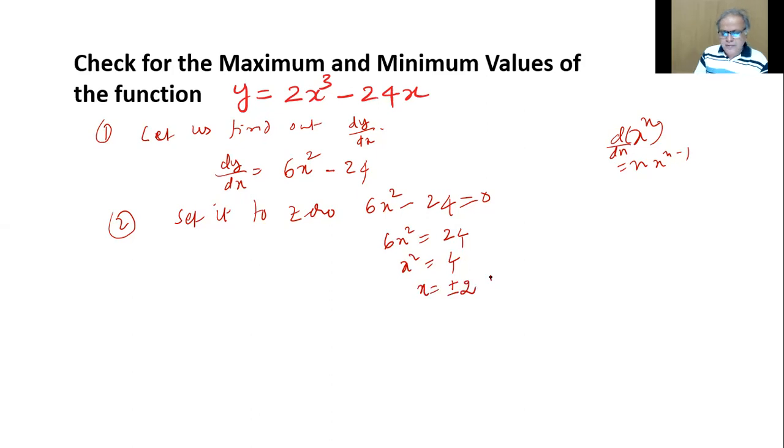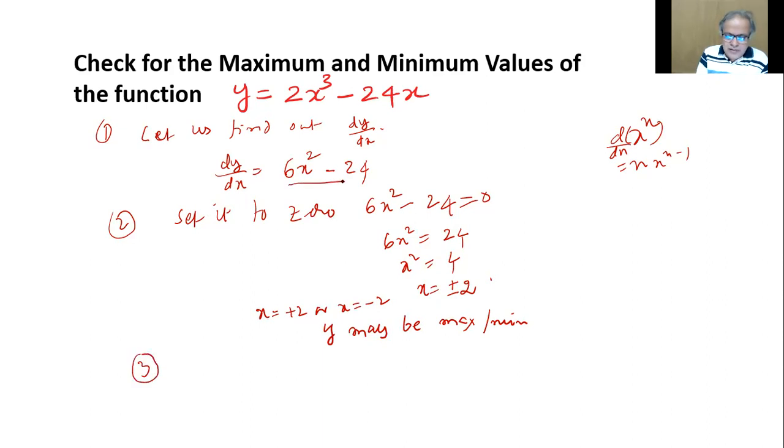Plus 1, minus 2. Now, that means at x equals plus 2 or at x equals minus 2, y may be what? A maximum or a minimum. We don't know, because at both maximum and minimum values we saw that dy by dx is 0. Therefore, let me find out the second derivative.